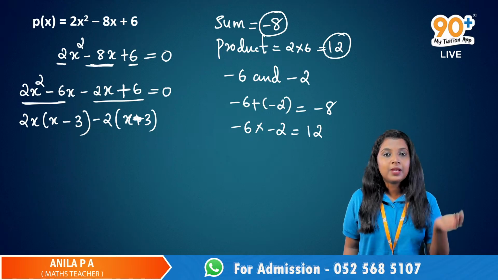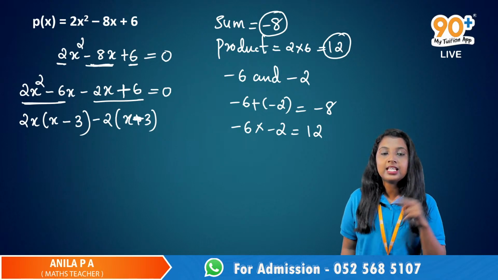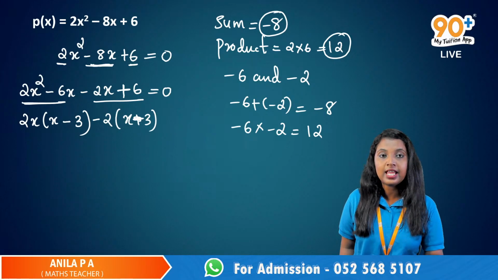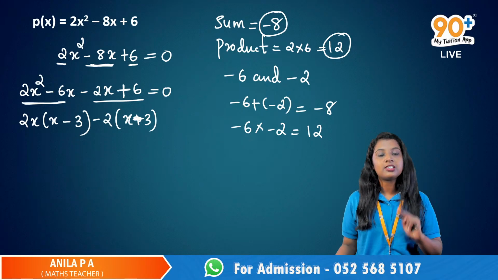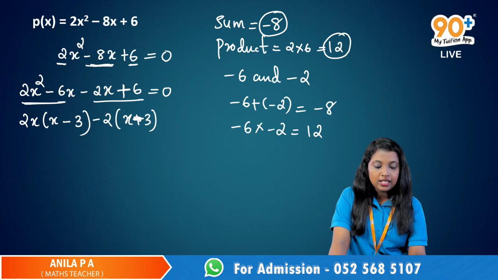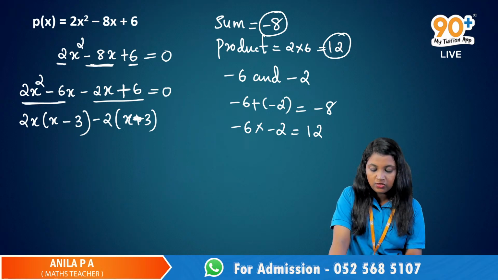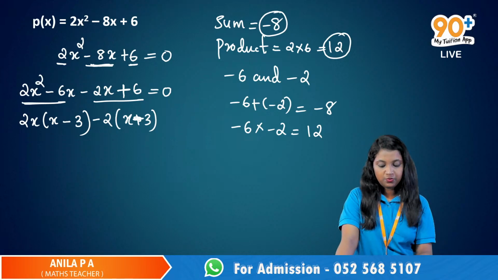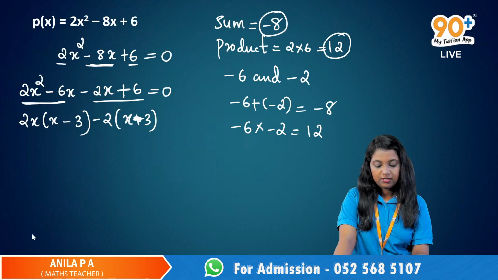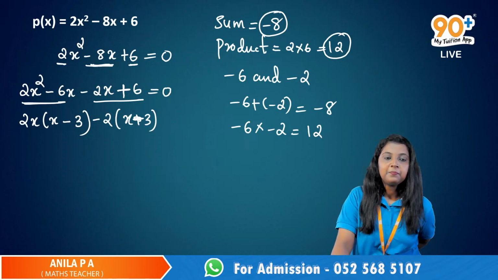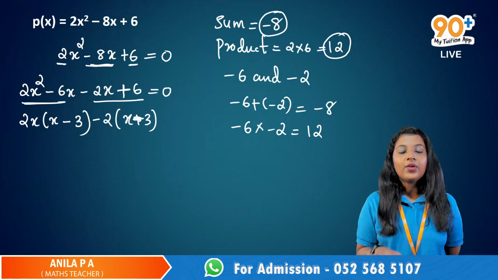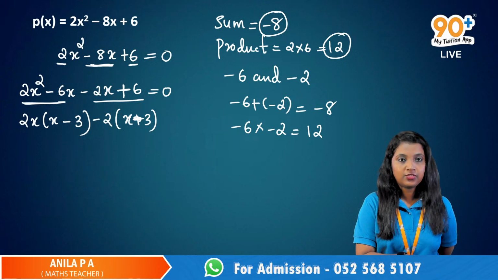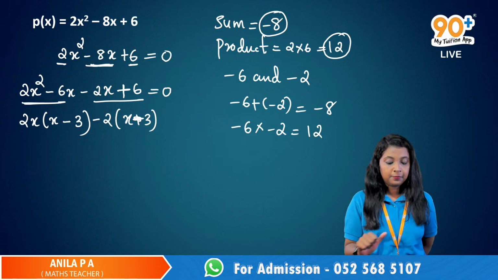So we have to split the middle term. Here the middle term is negative 8x. For that, we need to find two numbers such that their sum is negative 8 and the product is positive 12. The numbers are negative 6 and negative 2, and we are going to write this negative 8x as the sum of negative 6x and negative 2x. That is how we split the middle term.